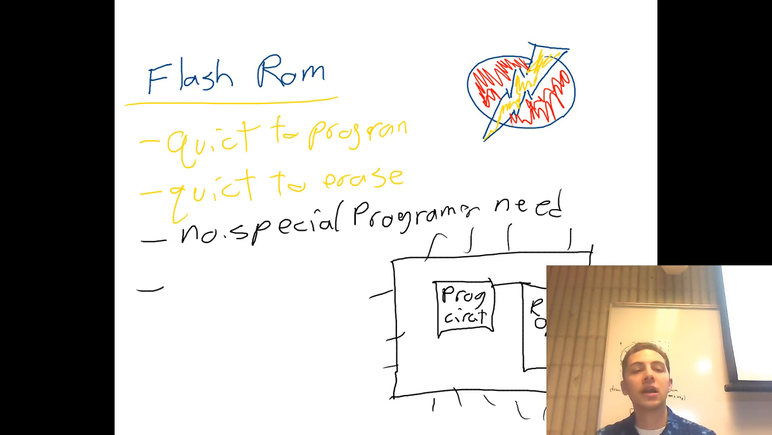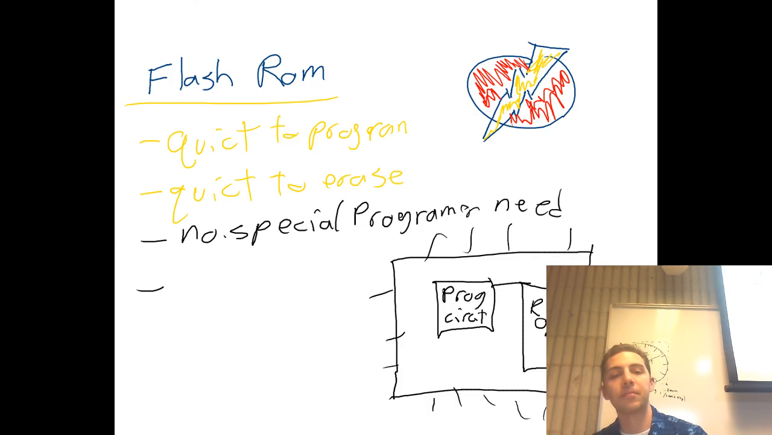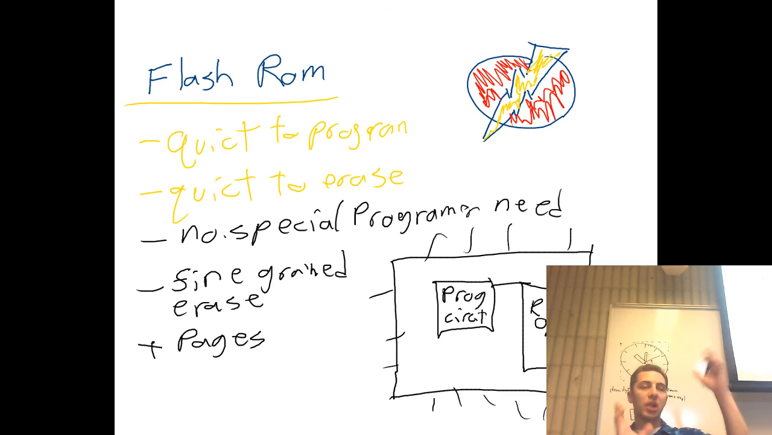Furthermore, unlike the previous types, where you could only erase the whole chip, even if you wanted to change just a single byte, you had to erase the whole chip. This has much more fine-grained erase control, usually split up into something like pages, and a page would be some block of memory.